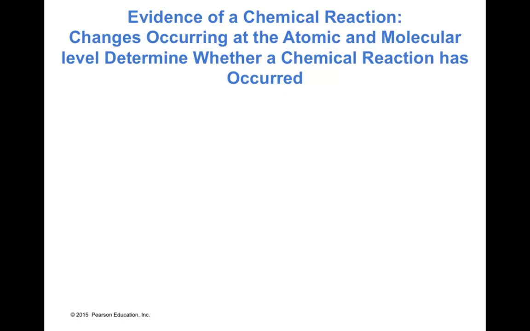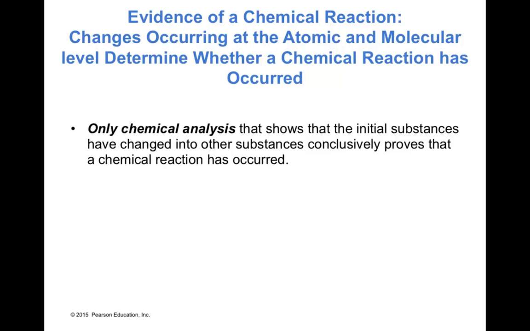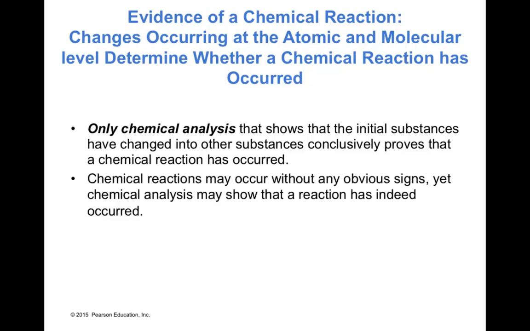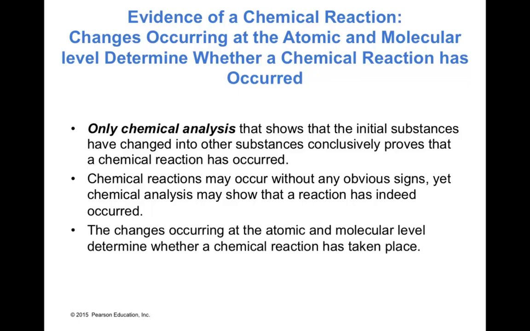Evidence of a chemical reaction: changes occurring at the atomic and molecular level determine whether a chemical reaction has occurred. Only chemical analysis that shows that the initial substances have changed into other substances conclusively proves that a chemical reaction has occurred. Chemical reactions may occur without any obvious signs, yet a chemical analysis may show that a reaction has indeed occurred. The changes occurring at the atomic and molecular level determine whether a chemical reaction has taken place.